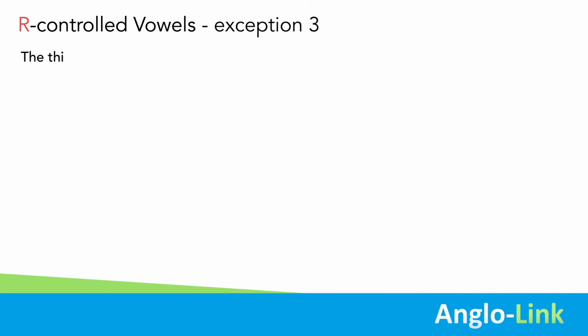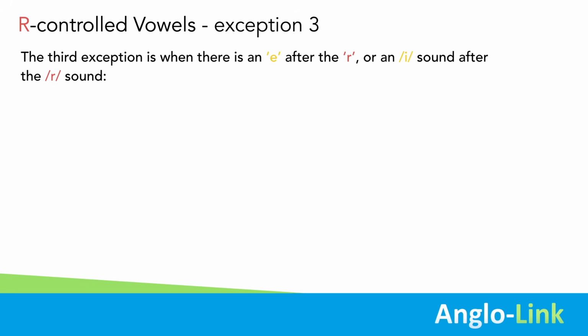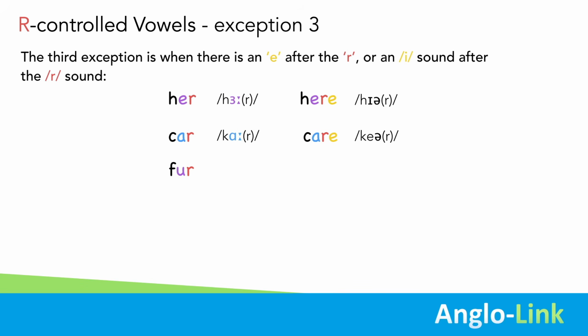And finally, the third exception is when there is an E after the R or an E sound after the R sound. For example, this is her. Let's add an E and the sound changes to here. This is car. Let's add the E and we get care. This is fur. Let's add an E sound and we get fury.